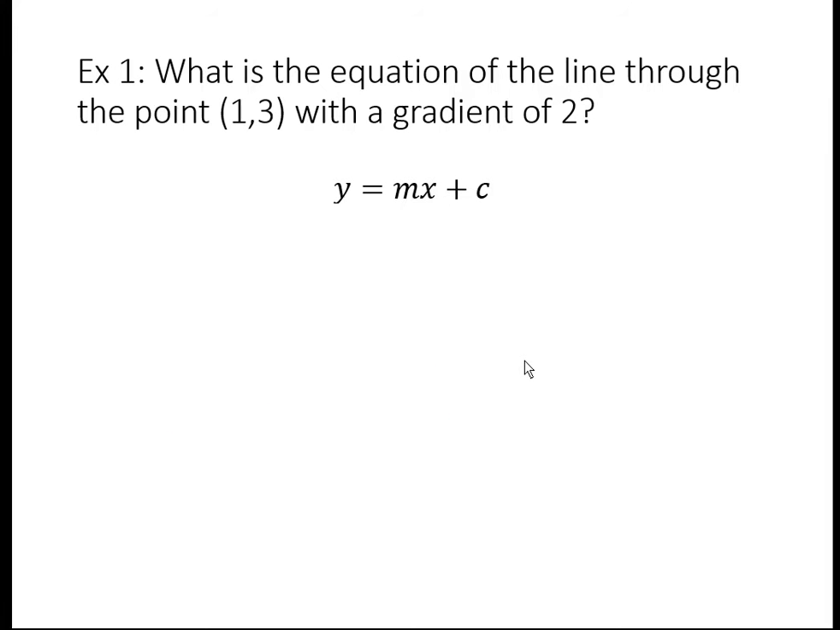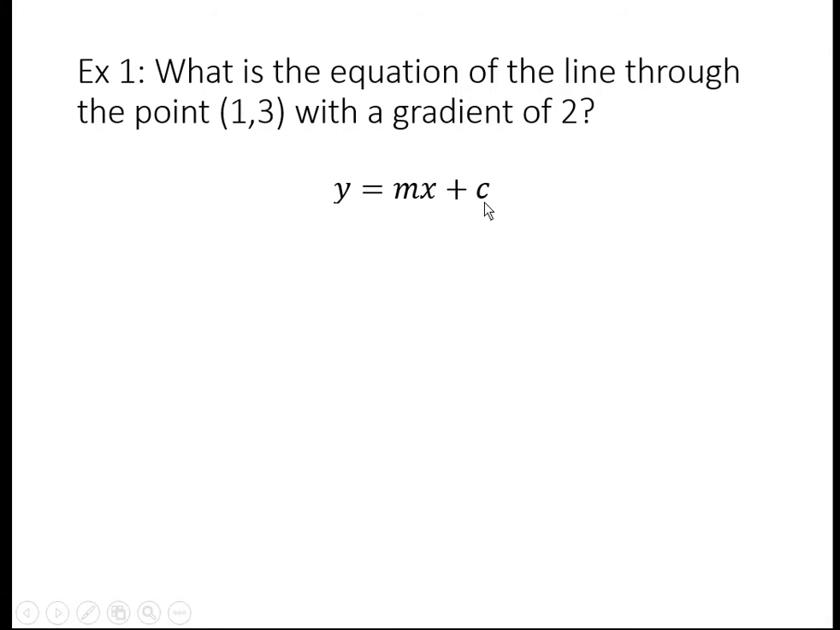So let's start with a little bit of a warm-up, taking ourselves back to maybe grade 9, grade 10. I'm giving you a point, the point (1, 3), and a gradient of 2. I would like to find the equation of the line that goes through that point with a gradient of 2. Just a reminder of our default equation, y equals mx plus c. Remember, m is our gradient, whereas c is our y-intercept.